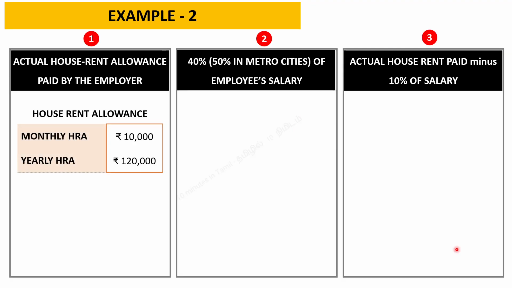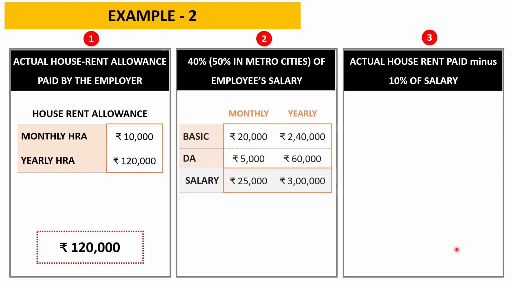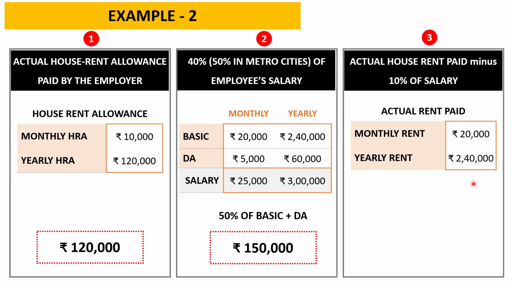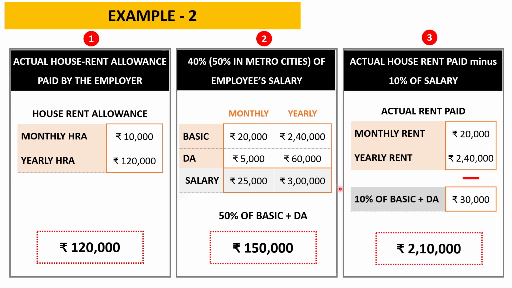The first one will remain the same as both of them earn the same house rent allowance, which is 1,20,000. The second one will also remain the same as they have the same salary. 50% of basic plus DA is 1.5 lakhs. But the third thing is going to be different as Gopal pays a different house rent, which is 20,000 per month. The total rent paid by Gopal is 2,40,000. 2,40,000 minus 10% of basic plus DA comes to 2,10,000. Now, if you look at the least of these three, it is 1,20,000, and hence for Gopal, the HRA exemption is 1,20,000.